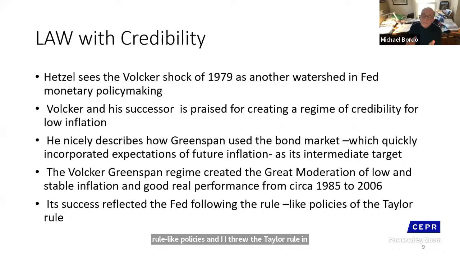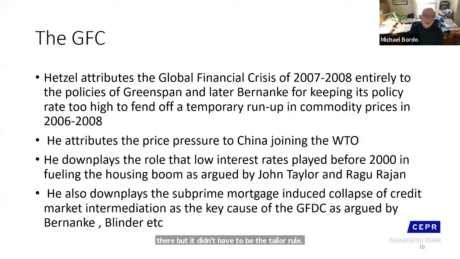Next slide. Okay. So getting to the global financial crisis, he attributes it entirely to the policies of Greenspan and later Bernanke for keeping the policy rate too high to fend off a temporary run-up in commodity prices between 2006 and 2008, which he attributes largely to price pressures coming from China joining the WTO. And he downplays the role that low interest rates played before 2000 and into the early 2000s in fueling the housing boom. This is a view that goes to Raghu Rajan and John Taylor and lots of others. He also downplays the subprime mortgage-induced collapse of credit market intermediation as the key cause of the GFC. That was argued by Bernanke and others.